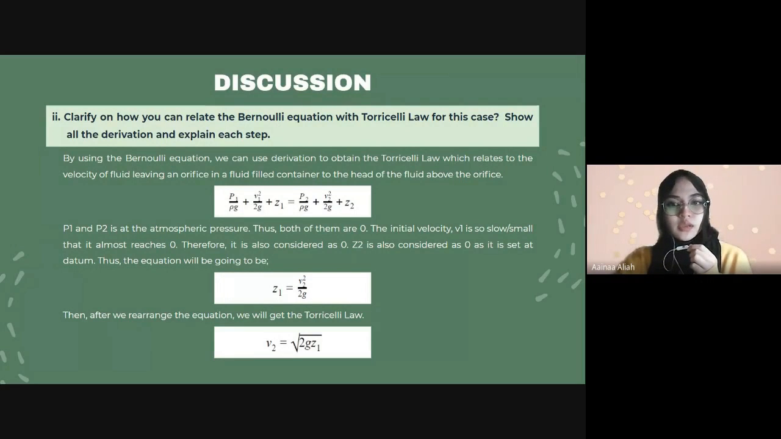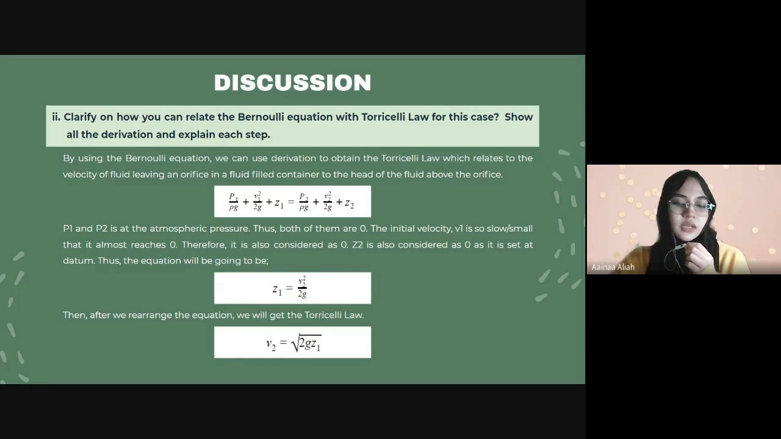In this second part of the discussion, we need to clarify how we can relate the Bernoulli equation with Torricelli's law, and we need to show all the derivation and explain each step. By using the Bernoulli equation, we can derive Torricelli's law, which relates the velocity of fluid leaving an orifice in a fluid-filled container to the head of the fluid above the orifice.